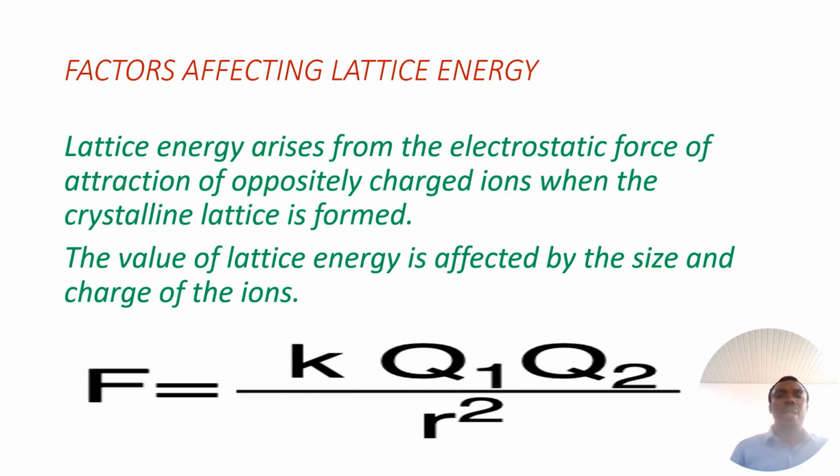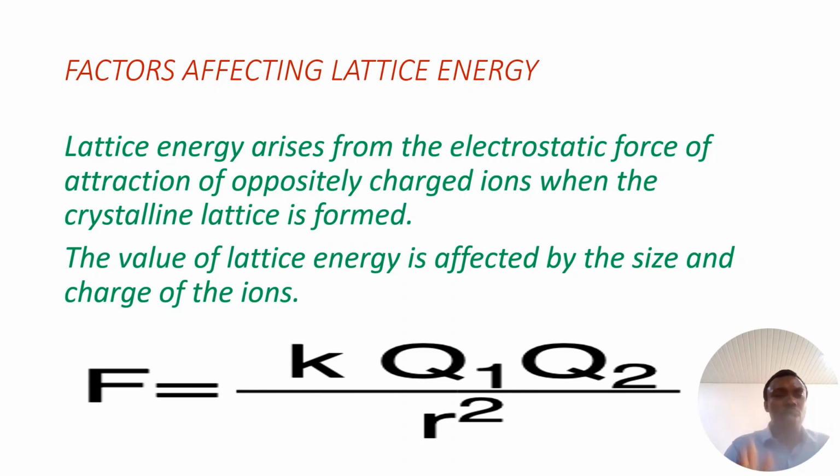Now, going by Coulomb's law, which is before us, F signifies the electrostatic force of attraction. K is a constant. Q1 and Q2 are the charges, and R is the square of their distance apart. Based on Coulomb's law, the electrostatic force of attraction between two bodies is directly proportional to the product of their charges, and inversely proportional to the square of their distance apart.